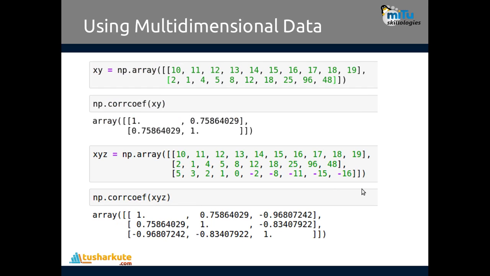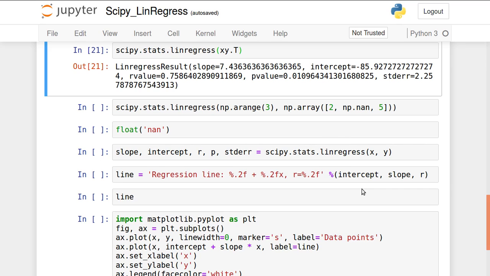Now if I want to work on multidimensional data, we have already seen this for linear regression, but if you want to perform a similar kind of operation on multidimensional data to find the correlations, let's see how to do this.